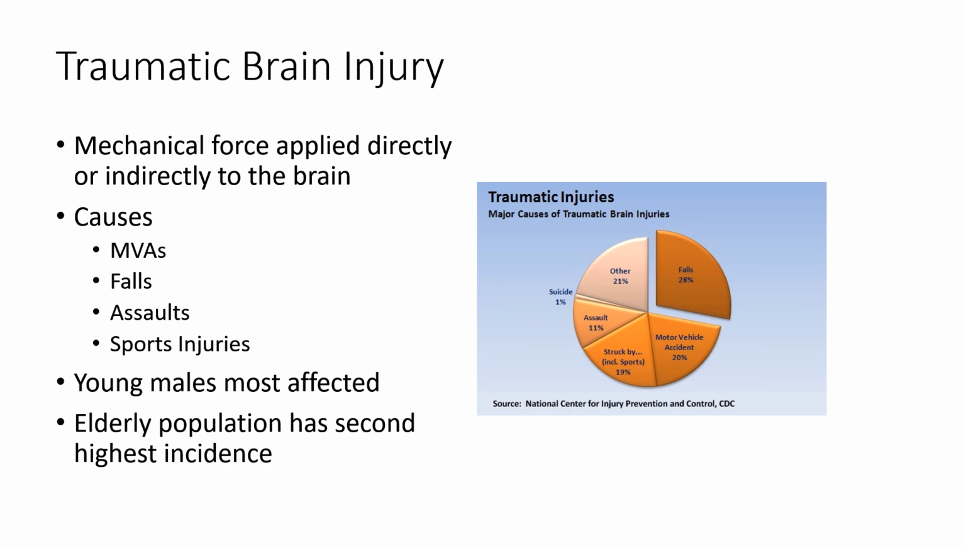Young males are the most affected, and commonly alcohol and drugs are also involved in some of these brain injuries. Also consider that the elderly population has the second highest incidence of TBIs, and these are usually due to falls.